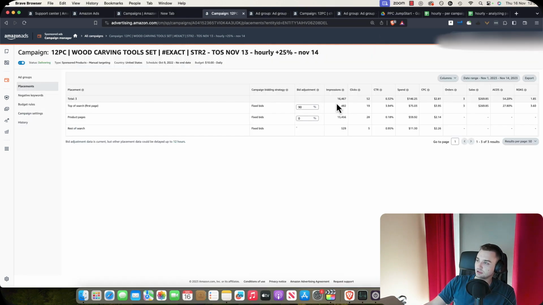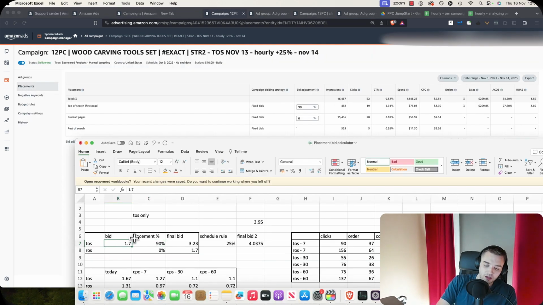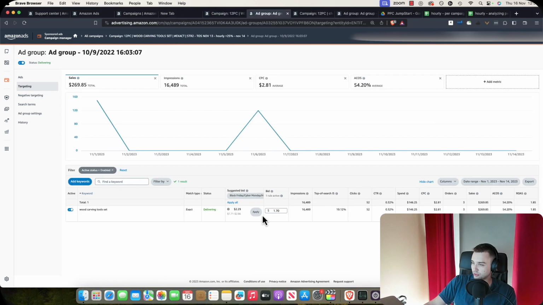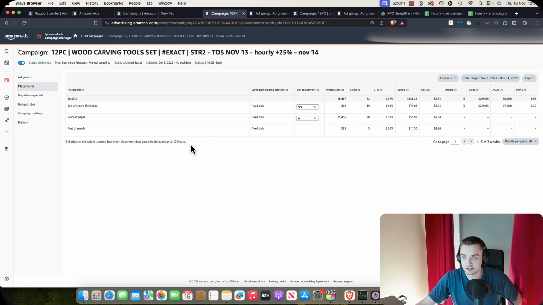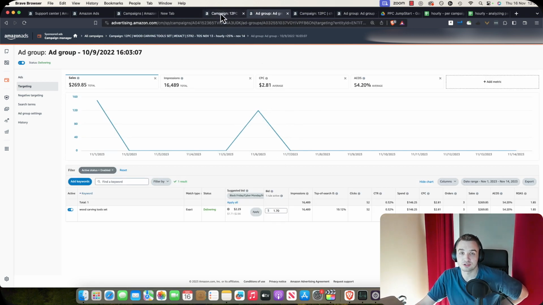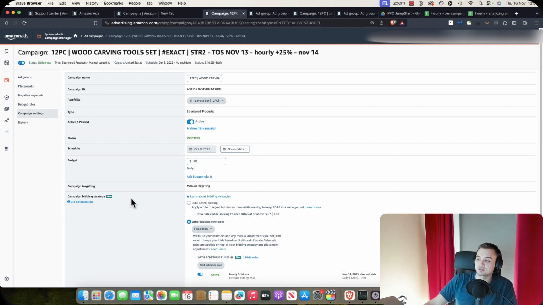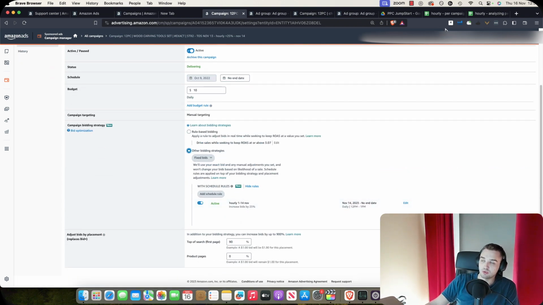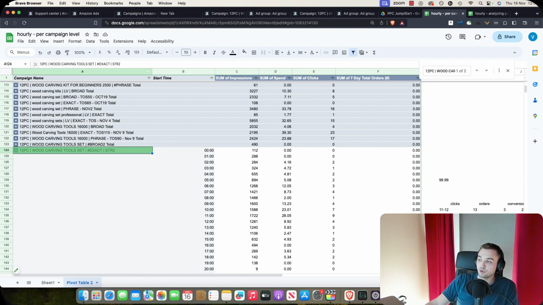Again, same calculation. Our top of search placement is 90% right here. And let's say I think our bid was much higher before, and our scheduling rule is 25. Think, what does our base bid need to be so that our final bid, with our scheduling rule, becomes at least 3.95, but at other times of the day, it's low enough so it doesn't trigger top of search or any other placements. So after some math, it works out to around $1.70. So now that this campaign is set up at a low bid and the scheduling rule is added, it will only trigger impressions and clicks based on the hours that, based on the data in this hourly spreadsheet, work best for this campaign.